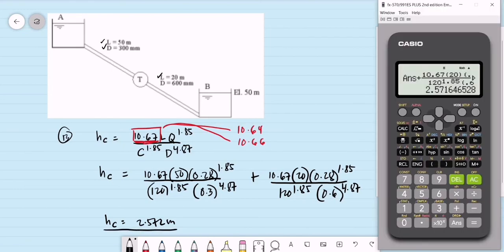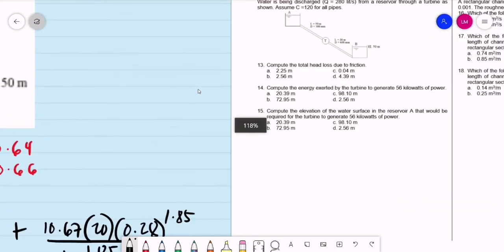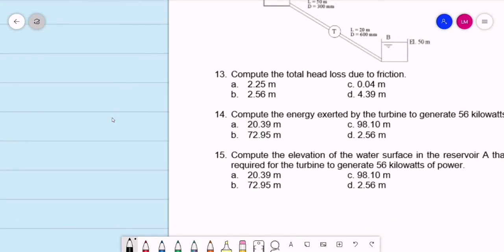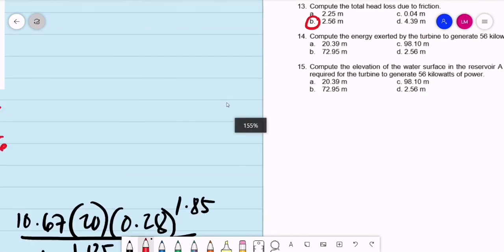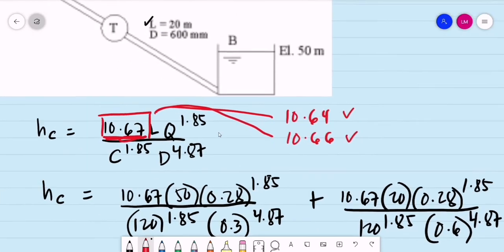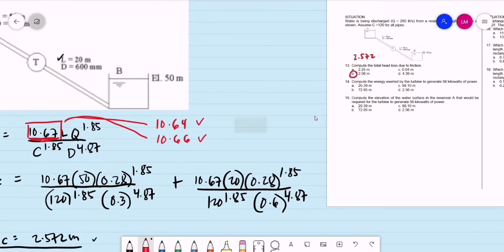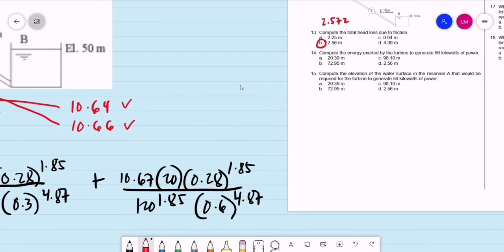meters. Okay, so check natin yung value na to sa choices for question number 13. Okay, so wala. Pero yung pinakamalapit sa nakuha natin na value, kasi is 2.572, pinakamalapit na is si 2.56. So, hindi natin alam kung ano yung ginamit. Is it the 10.64 or the 10.66? Pero again, yung actual value should be 10.67. Pero kung ako yung sasagot dyan, letter B yung sagot ko, 2.56.